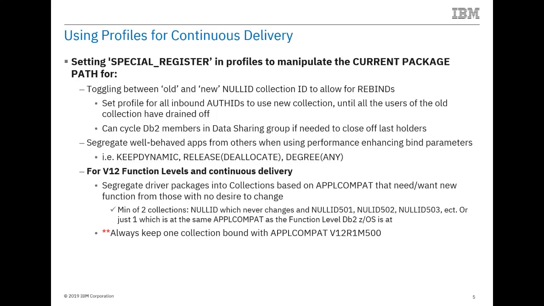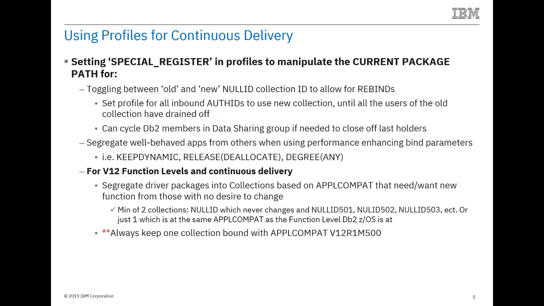So they've been able to do this by setting up a generic profile against auth ID and wildcard it. That just means I'm going to set up a profile that covers every inbound connection or thread coming in. And if I want to push it to a new collection, I turn on this profile that absorbs everybody, and I say use this current package path, which is this other collection. So I rebind it on the new release or with a different APPLCOMPAT for a different feature function, and I point these guys to it. So that'll bleed off most of the connections as the transactions commit.